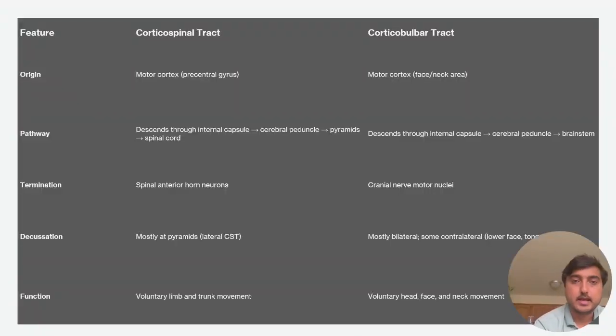In this table, I have highlighted some key differences between the corticospinal and the corticobulbar tracts. So both are originating in the motor cortex and both are descending downwards through the internal capsule. This descends through the posterior limb, whereas corticobulbar descends through the genu. All right, and corticospinal tracts are going all the way down to the spinal cord, whereas corticobulbar tracts terminate at the level of the cranial nerve motor nuclei.